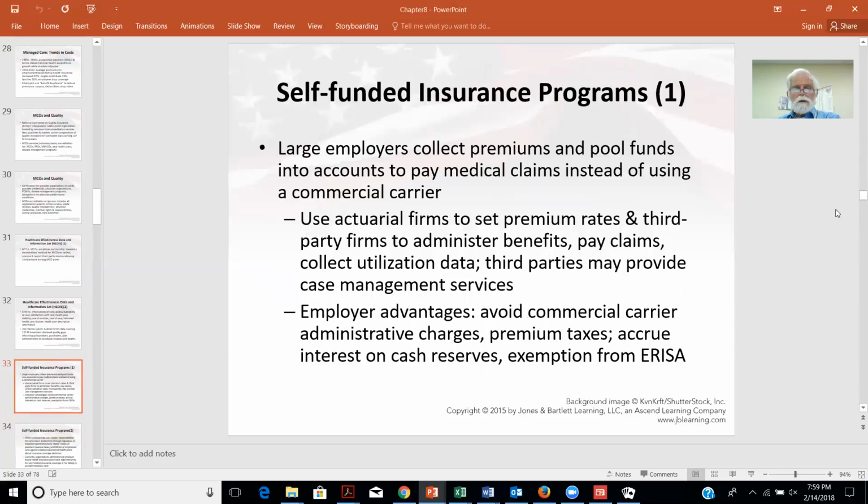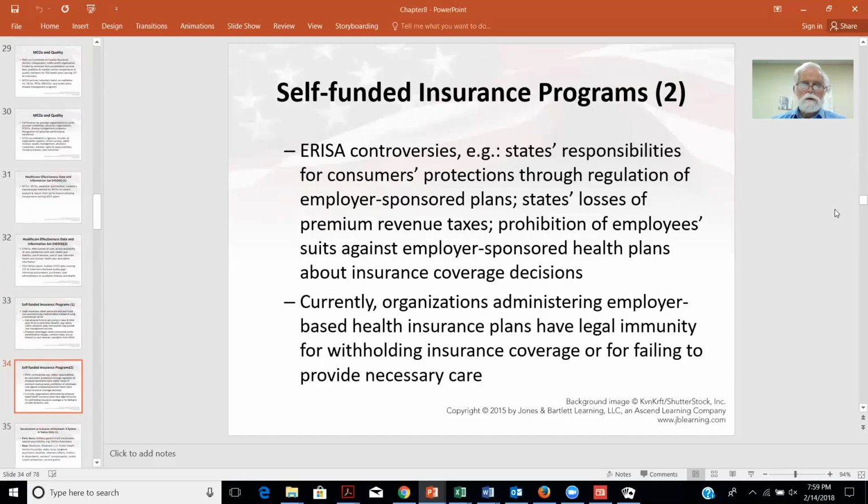Self-funded programs. Large employers will collect premiums and pool the funds to pay for medical claims instead of using a commercial carrier. This is something that, again, you have to be a large employer. You're going to have thousands and thousands of employees for this to work. But there's also a tremendous overhead of running this sort of thing.